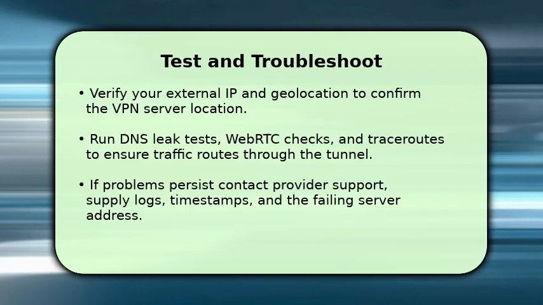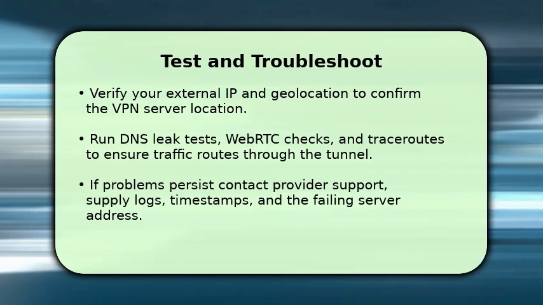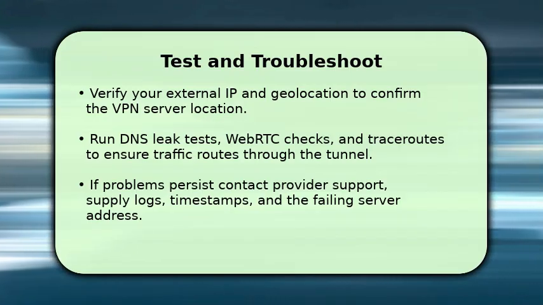Resolve authentication errors by re-entering credentials, checking certificate validity, and syncing system time. Re-enable firewalls and add exceptions for the VPN client using exact executable paths. If problems persist, contact provider support, supply logs, timestamps, and the failing server address.